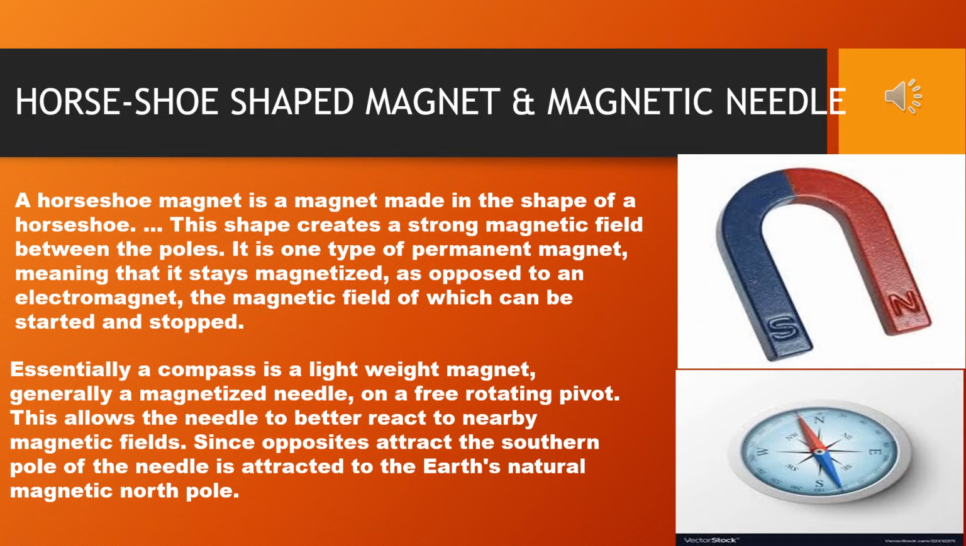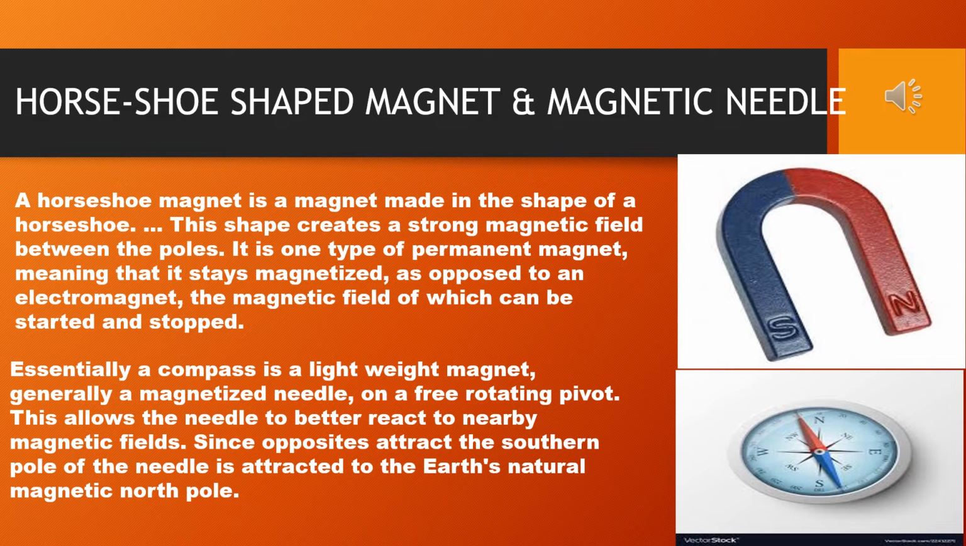Especially a compass is a lightweight magnet, generally a magnetized needle on a free rotating pivot. This allows the needle to better react to nearby magnetic fields. Since opposites attract, the southern pole of the needle is attracted to the Earth's natural magnetic north pole. In the first paragraph I have discussed horseshoe-shaped magnet, but in the second paragraph I have discussed magnetic needle. That means another type of artificial magnet.